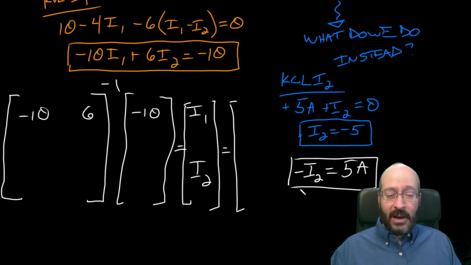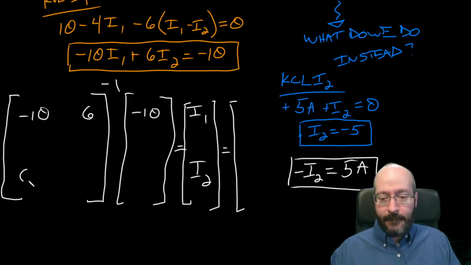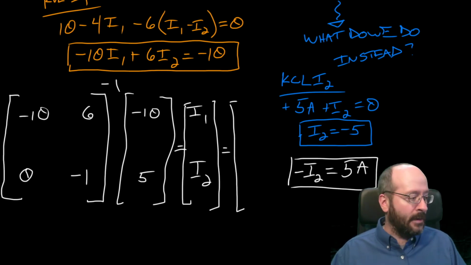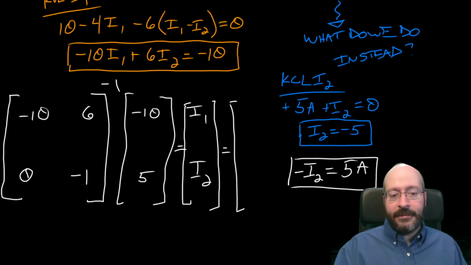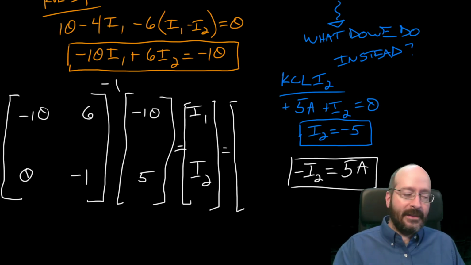What's the coefficient of I1? Well, it doesn't show up, so that's 0. What's the coefficient of I2? And in this case, it's -1, and then the right-hand side is simply 5. Okay? Pause the video, do whatever you need to do. Practice solving these systems of equations.